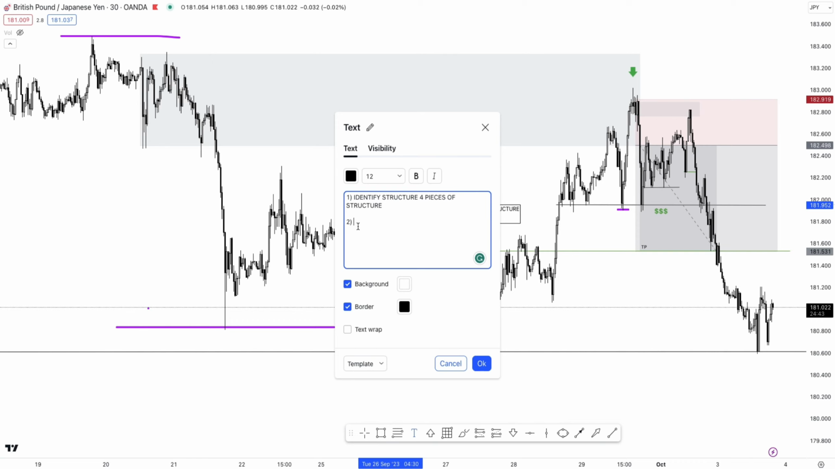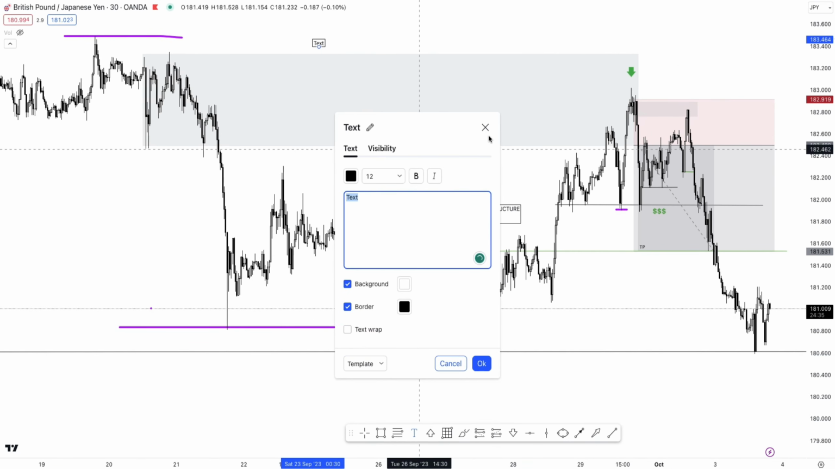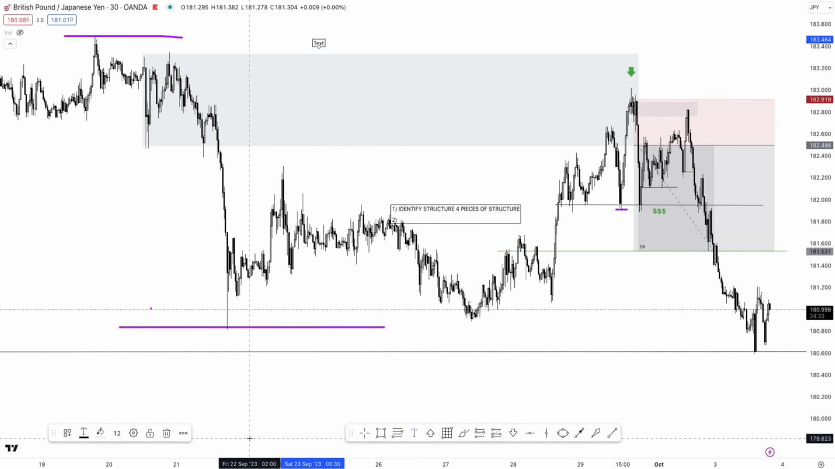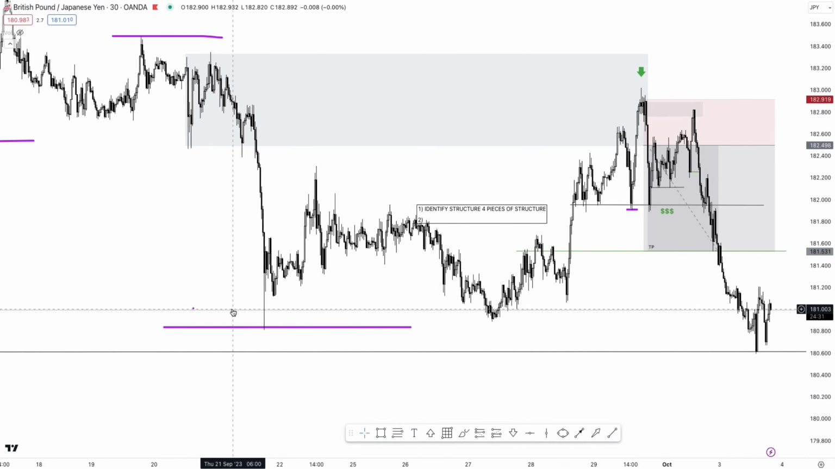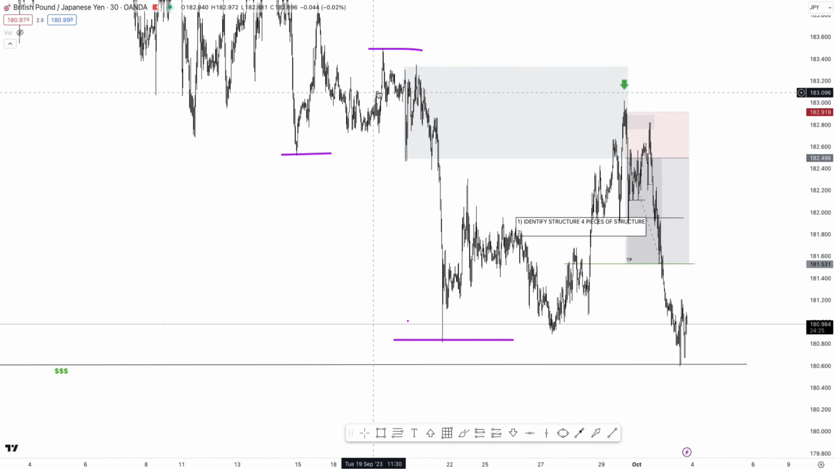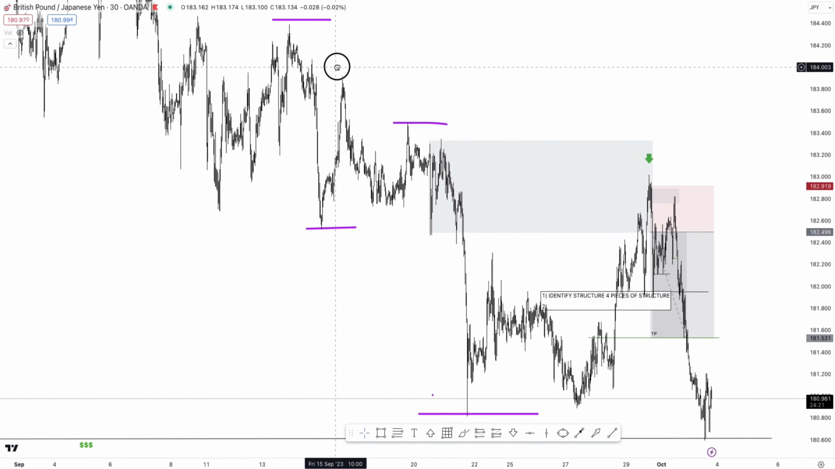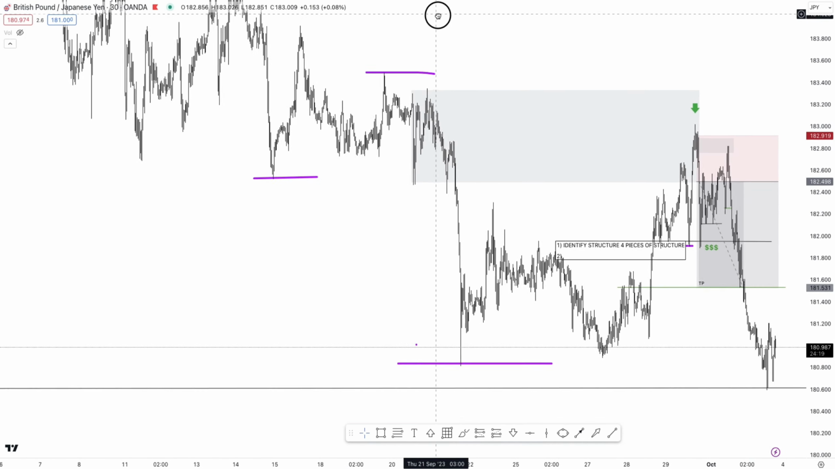So we identified our structure, which we had in the purple lines there. We had 4 pieces, okay? See, we'll do it together live. So we had 4 pieces of market structure. We had a high all the way back here. Then we had a low. Then we had a high. Then that high broke the low. So these are all confirmed pieces of structure.